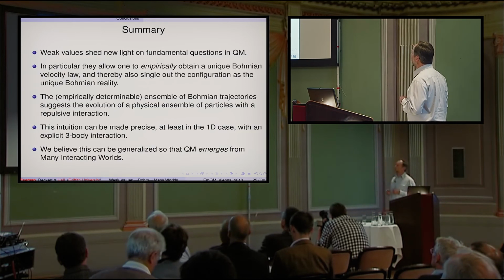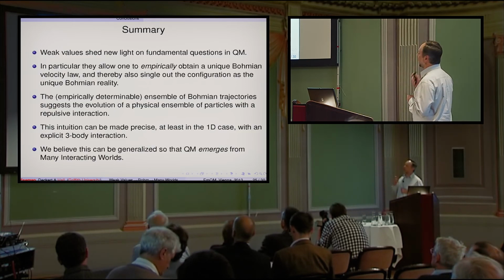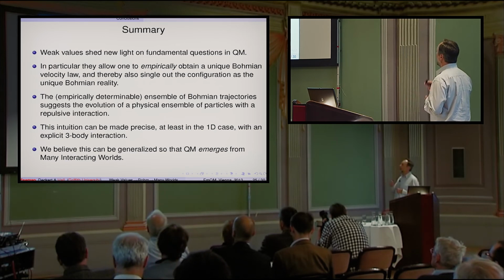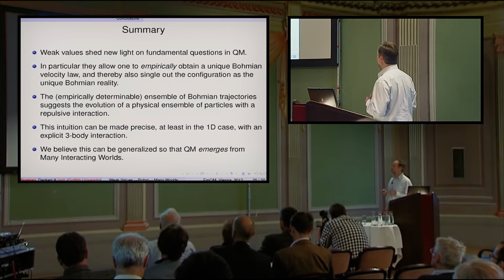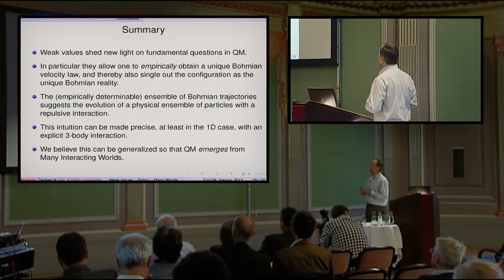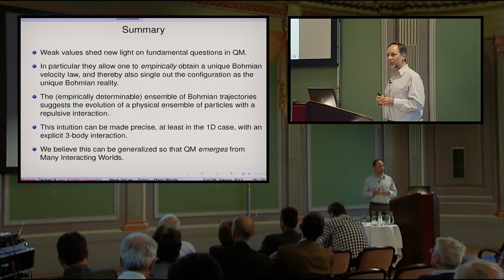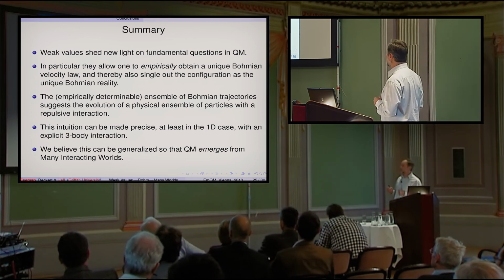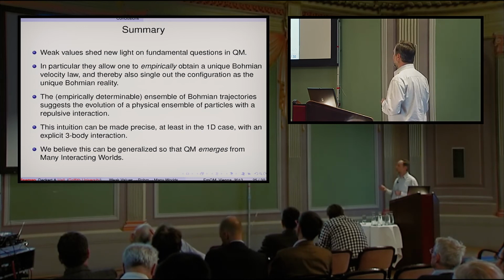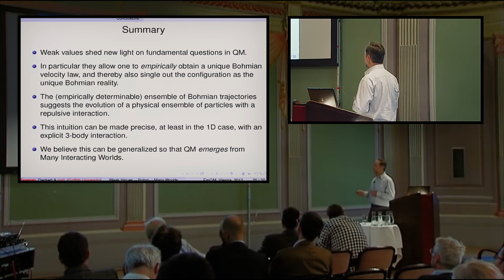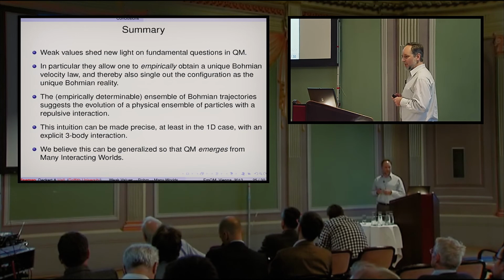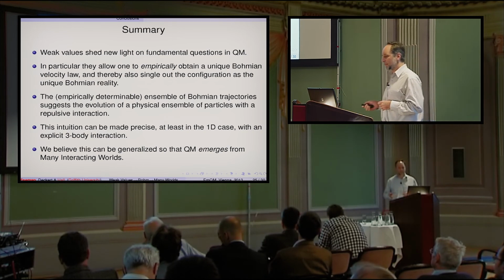Okay, so let's move on to the conclusions. I've talked about weak values and how they can shed light on fundamental questions, in particular, picking out a unique Bohmian velocity. And when you look at these pictures, this suggests, at least to me, the idea of an ensemble of worlds with mutual repulsive interaction between nearby ones. And what we've done is show that that intuition can be made precise, at least in the one-dimensional case, with an explicit three-body interaction. And clearly there is a lot of work remaining to be done to see if this is a viable theory. Thank you.